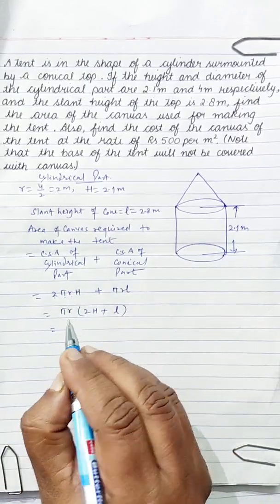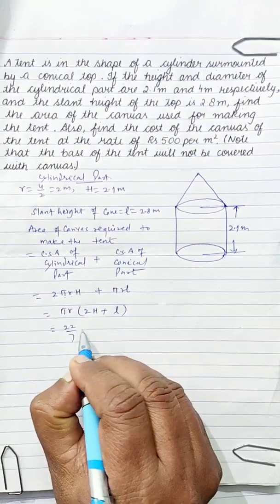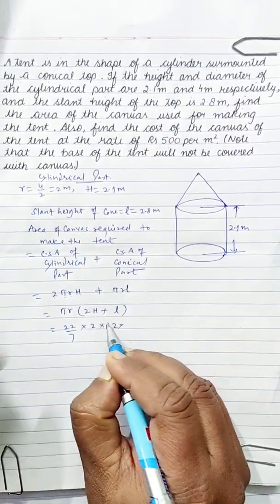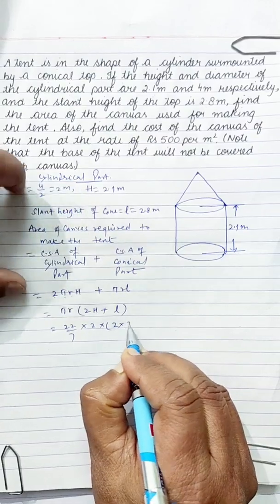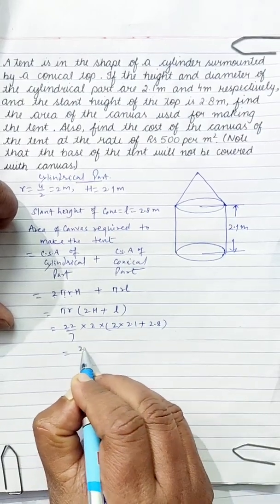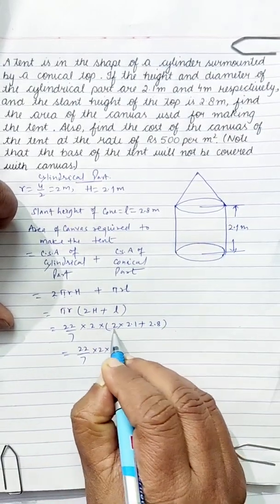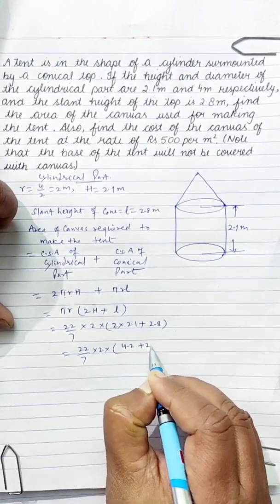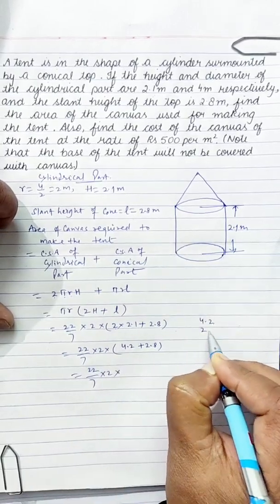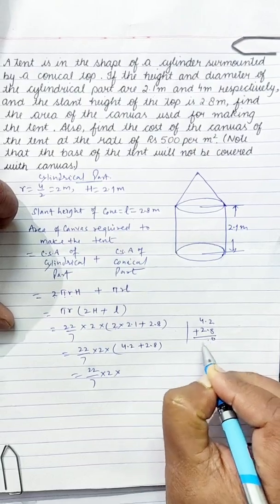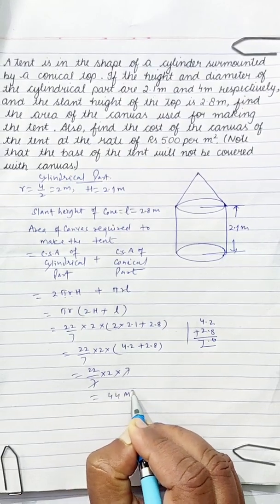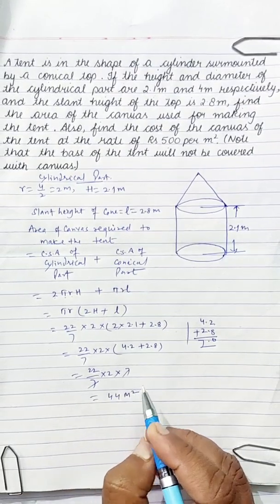The value of pi is 22 upon 7. Then r is 2, height of cylinder is 2.1 and the slant height of cone is 2.8. 2 into 2.1 is 4.2 plus 2.8, 4.2 और 2.8 को ऐड कर लीजिए, 7.0 में 7 and 7 कैंसिल्ड, 44 meter square. Area always comes in meter square, so it is meter square.